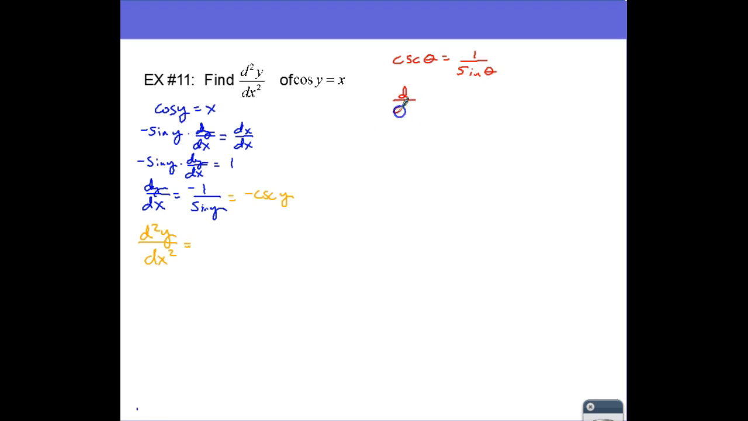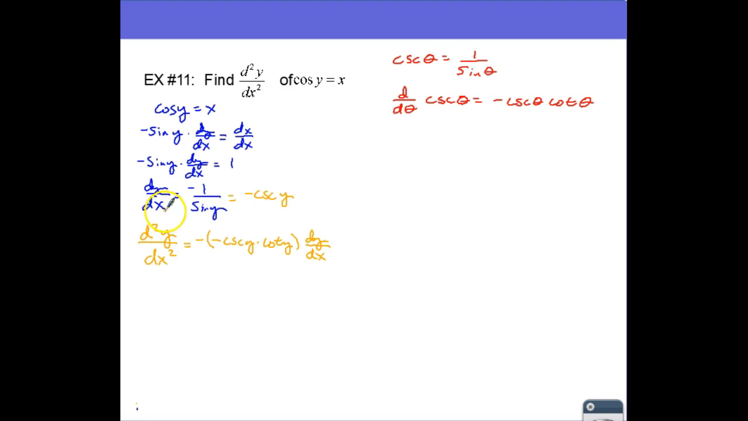Okay, so d/dtheta of cosecant theta is equal to negative cosecant theta times cotangent theta. So this will be negative cosecant y times cotangent y. And again, I need to apply the chain rule, taking the derivative of the inside function, which of course is y. That gives us dy/dx. And you may remember from last time that we can't have a differential in our second derivative.